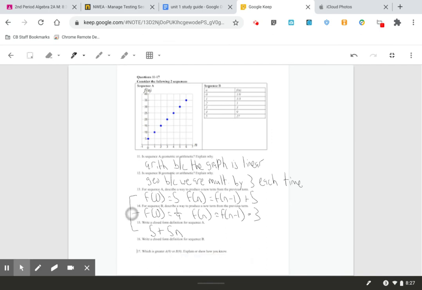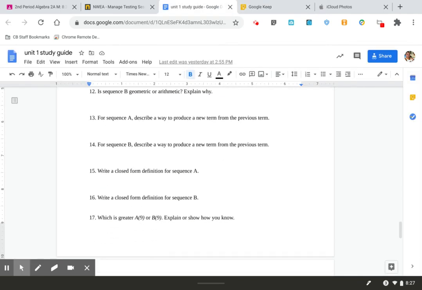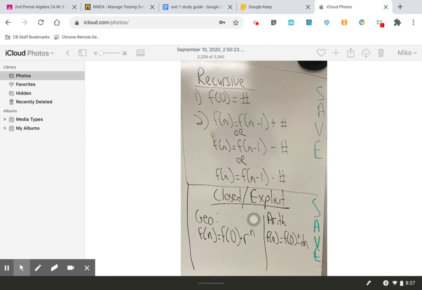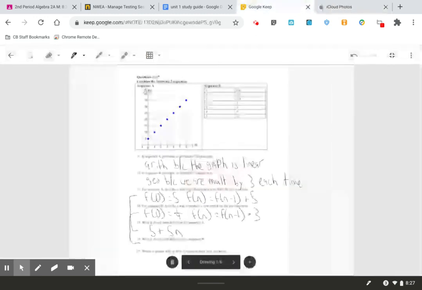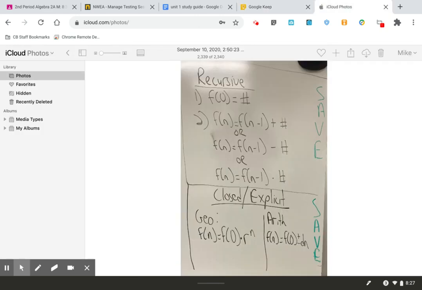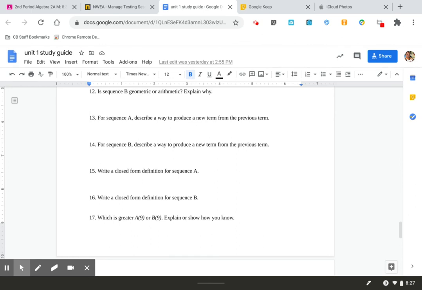And then 16, we're doing the same thing, except we are doing the closed form for sequence B. Okay? So for sequence B, that's geometric. So my f of 0, we already know is 1/9 times r, our common ratio is 3 because that's what we're multiplying by. So 1/9 times 3 to the power of n.